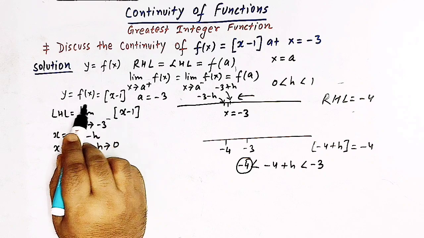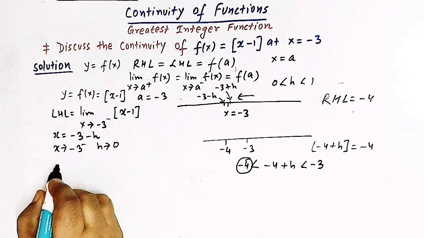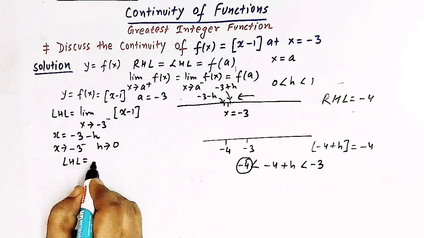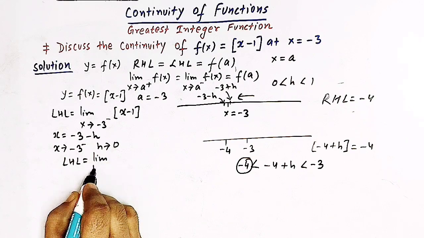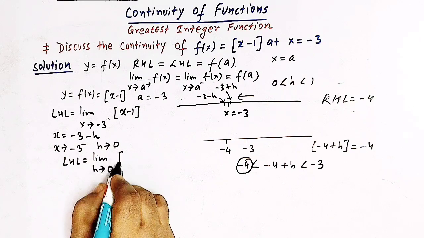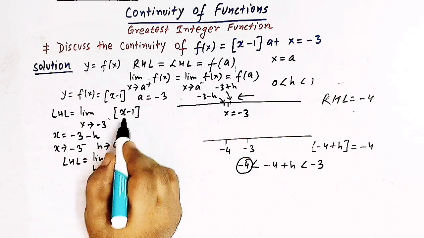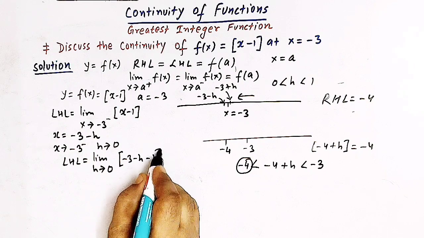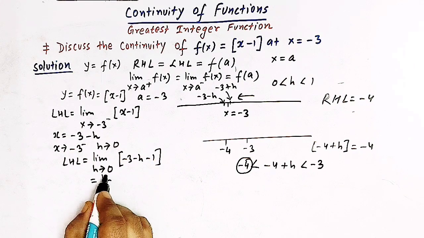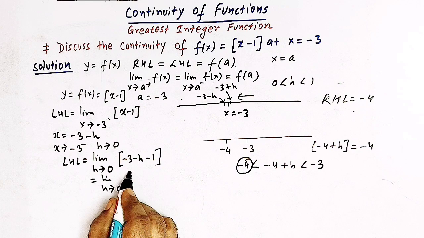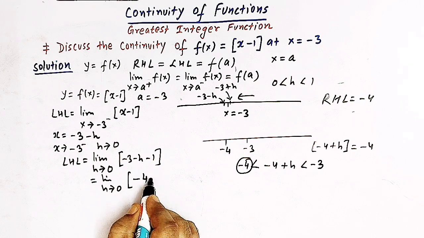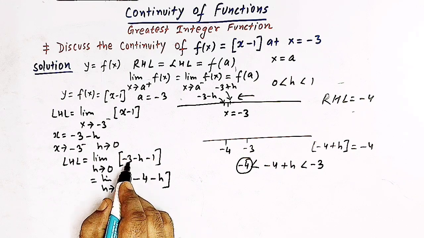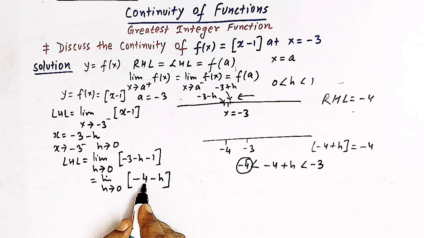So let us now write this limit in terms of h, and we have limit h tends to 0, greatest integer of x minus 1. x is minus 3 minus h, and here we have minus 1. So we have limit h tends to 0, greatest integer of minus 4 minus h. So minus 3 minus 1 is minus 4, and this is greatest integer of minus 4 minus h, right?